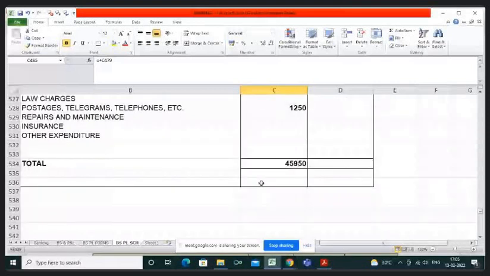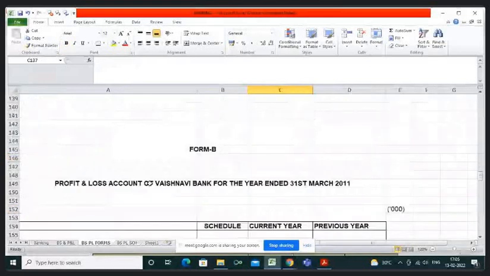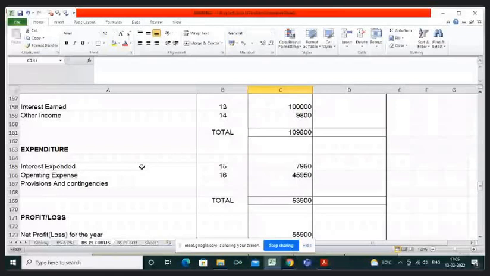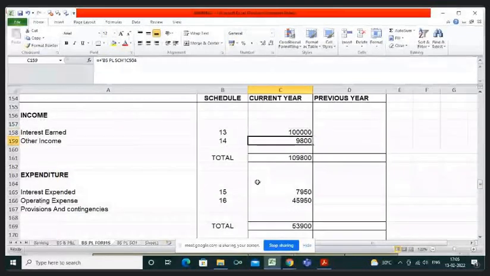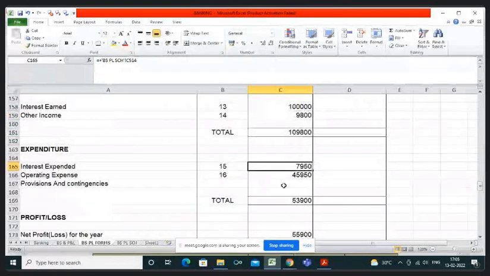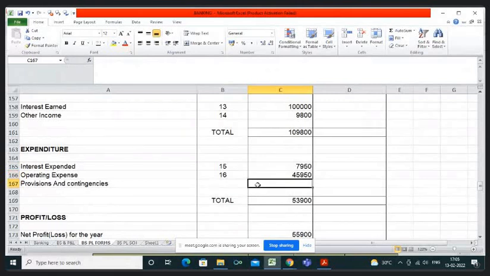Since it's an Excel sheet, I have just linked the schedule, so the totals will automatically flow there. Schedule number 13, 1 lakh. Schedule number 14, 9,800. Schedule number 15, 7,950. Schedule number 16, 45,950. If there are any provisions for NPA, standard assets or any contingent liabilities to be provided, it has to be done here. And a working note we have to give. Fortunately, there are no such adjustments in this problem, so we will leave this as it is.